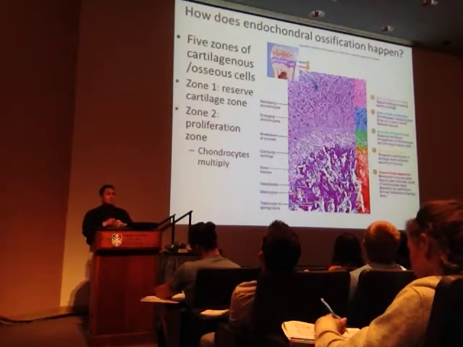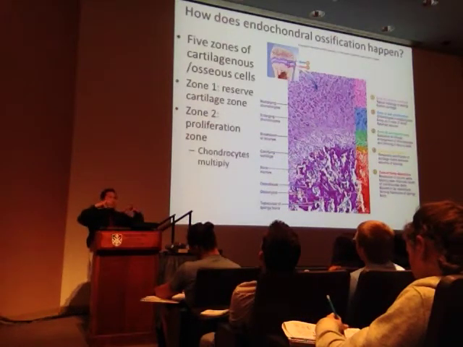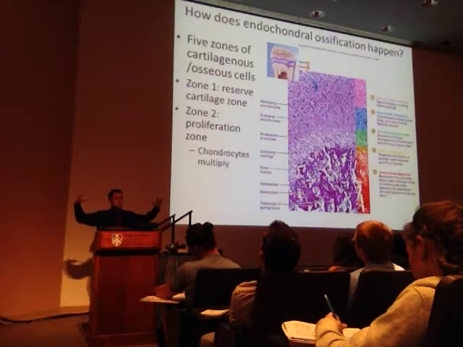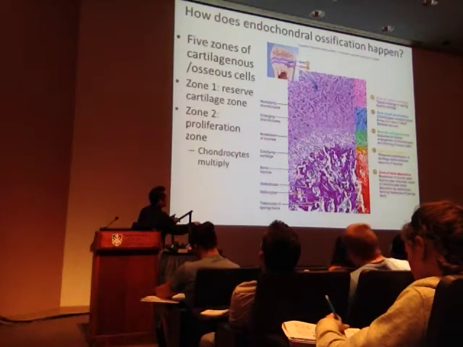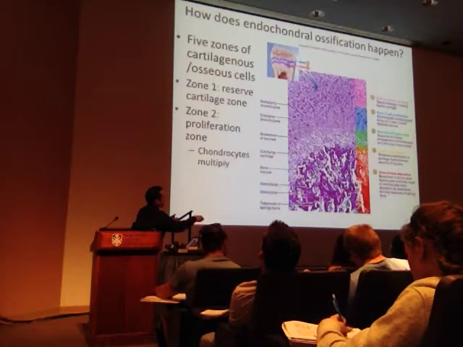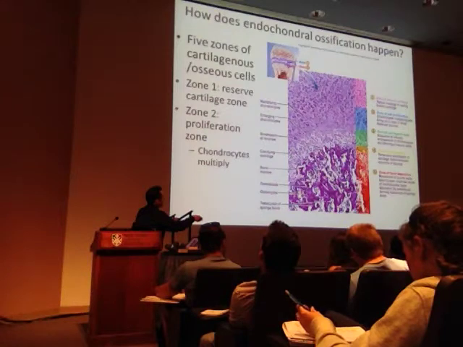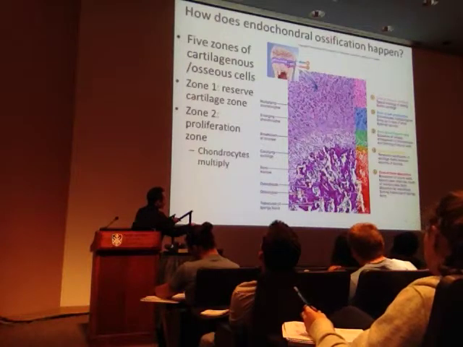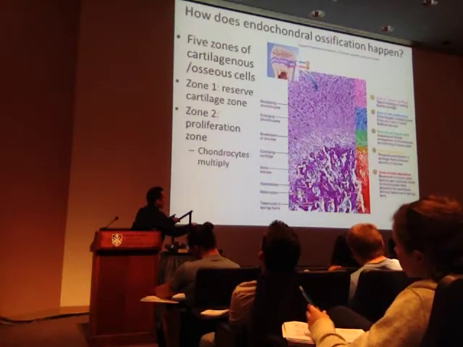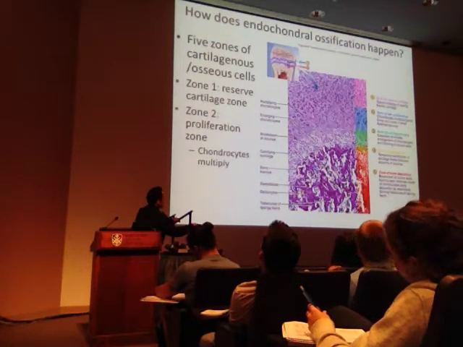They're resting, then they multiply, then they enlarge, okay? Then you have them starting to calcify. You see, this is calcified bone right here. And you can also see labeled in this region where you're depositing bone down here, you've got osteoblasts starting to show up. These osteoblasts are here.